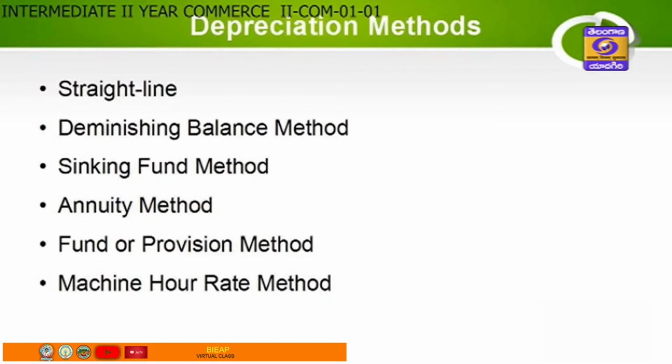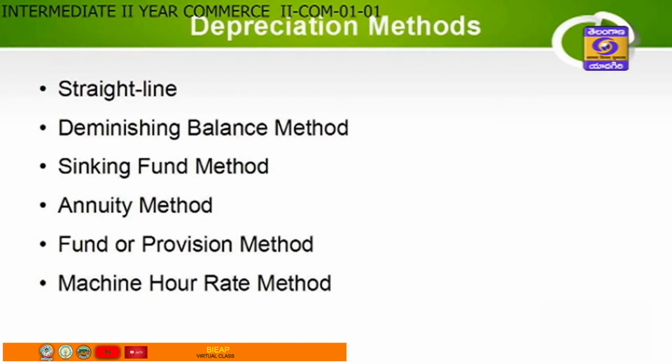The calculation of depreciation can be done in many methods. The first is the fixed installment method, the second is the diminishing balance method, the third is the sinking fund method, the fourth is the annuity method, the fifth is the depreciation fund or provision method, and the next is the machine hour rate method. As far as our intermediate syllabus is concerned, we must be thorough with the first two methods: the straight line method and the diminishing balance method.